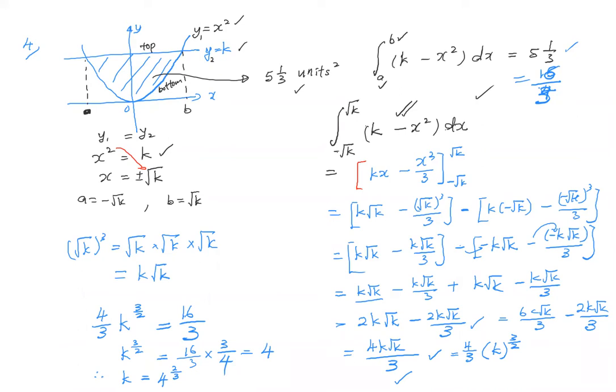How about the blue part? Yeah, that is the blue part. If you take the top minus the bottom, you get the blue part. This is called area bounded by 2 curves.